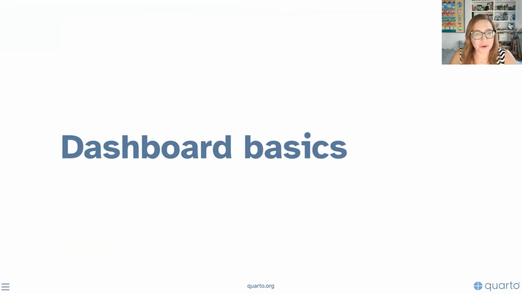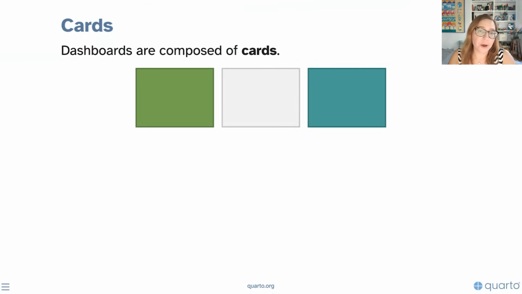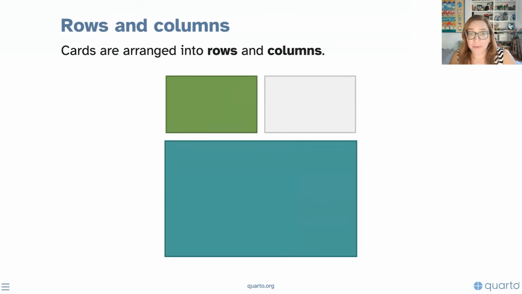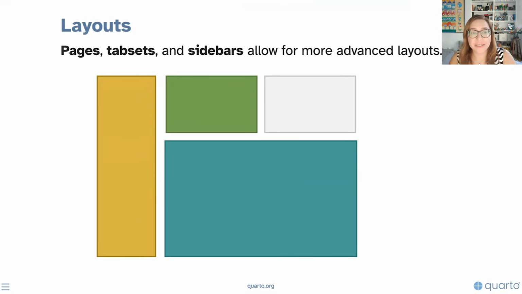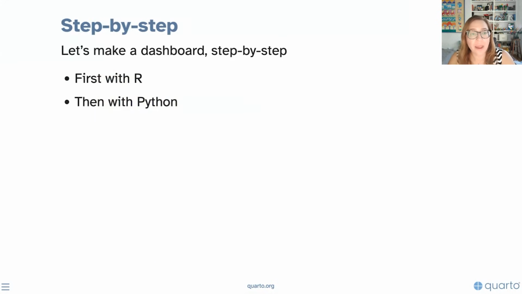Let's start with some dashboard basics. Dashboards are composed of cards, and we're going to use the card multiple times throughout this video, and we're going to think about organizing our content for dashboards as cards. Cards can be arranged into rows and columns, and pages, tab sets, and sidebars allow for more advanced layout. So here we can see those 3 cards we started with, and then we've also added a sidebar to it as well.